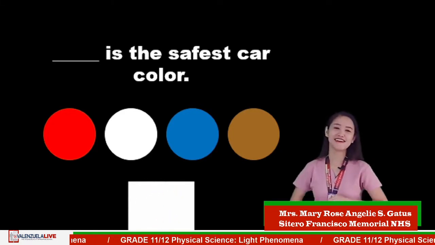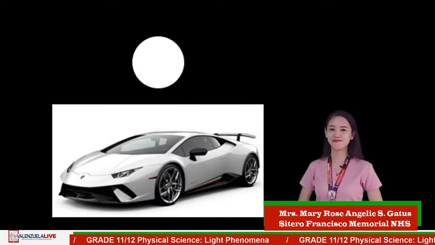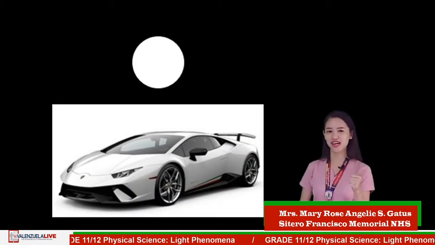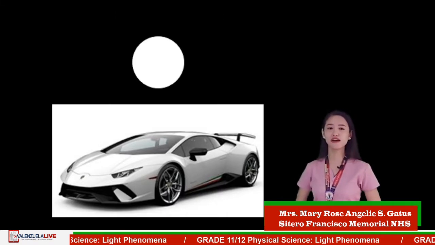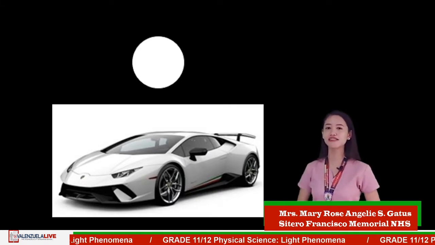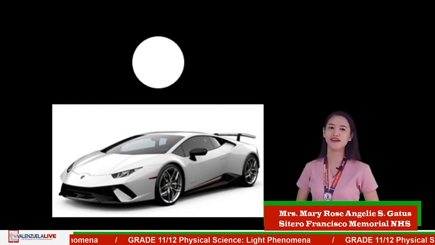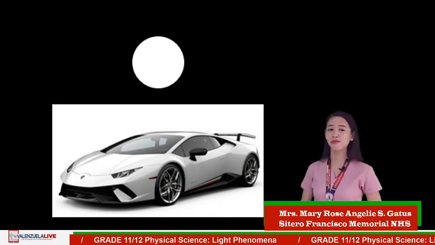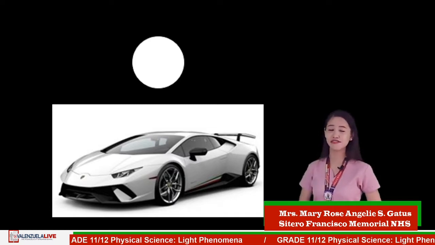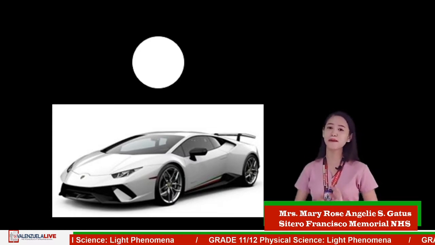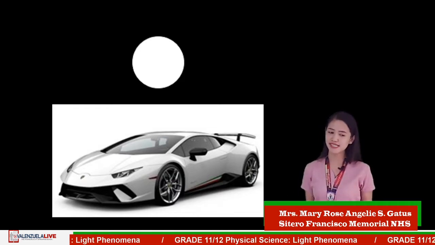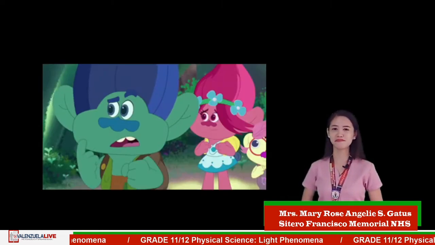Time's up. The correct answer is white. Good job. Based on studies, it is the most visible color on the road under all conditions except snow. Now that you have explored the world of color with this amazing trivia, let us deepen your knowledge by considering the most important factor why we see different colors.